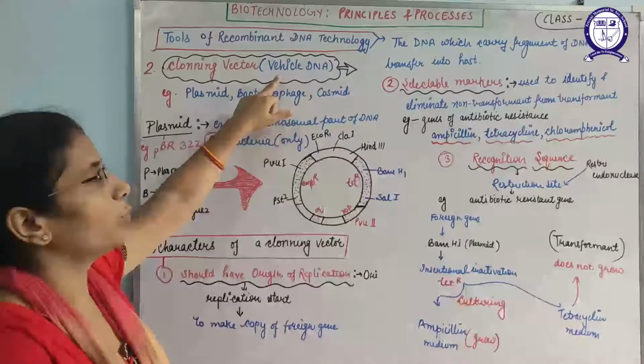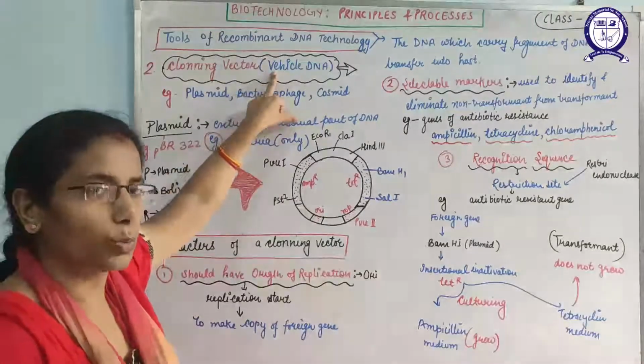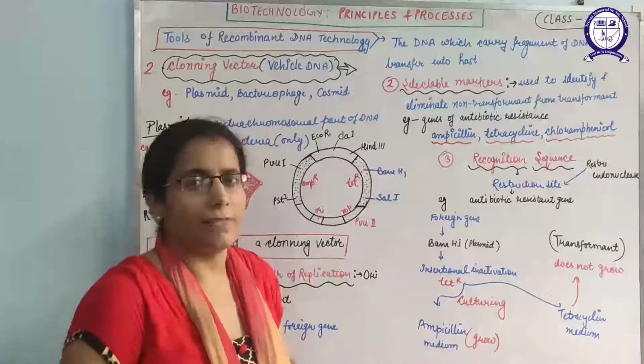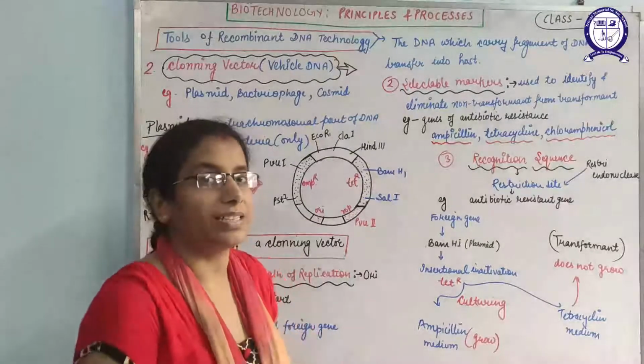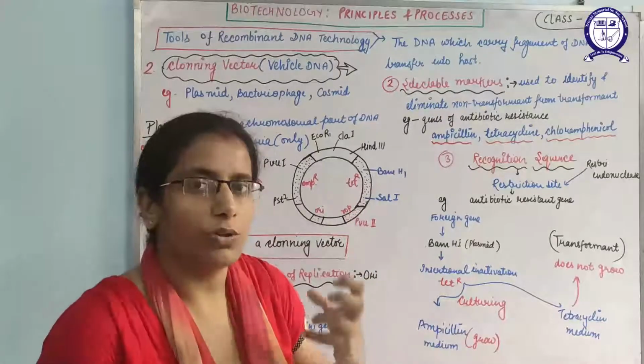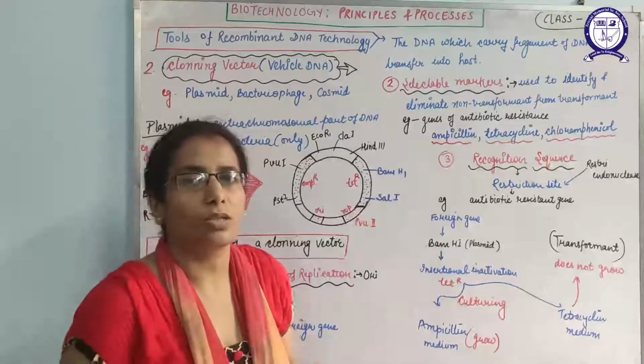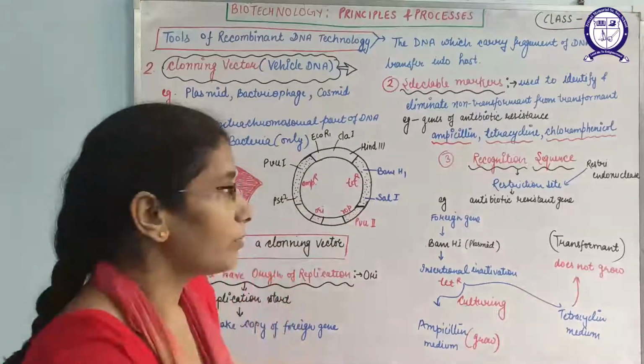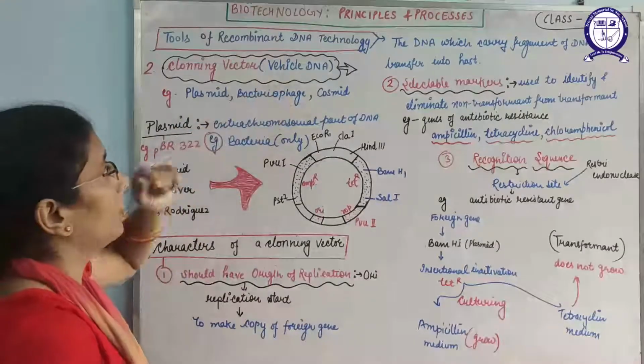Cloning vector is also known as the vehicle DNA. Why is it named so? Because it will carry the foreign gene, or the gene of interest whose copies we want. So it will carry the foreign gene or gene of interest into the host cell for its multiplication. That is why it is known as the vehicle DNA.